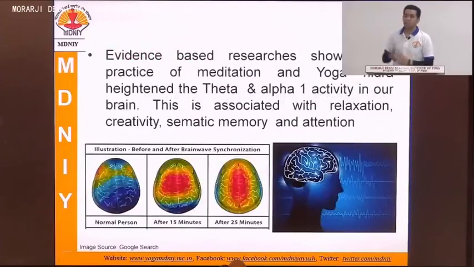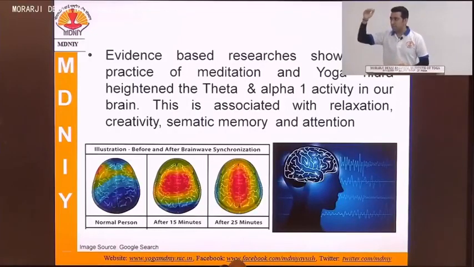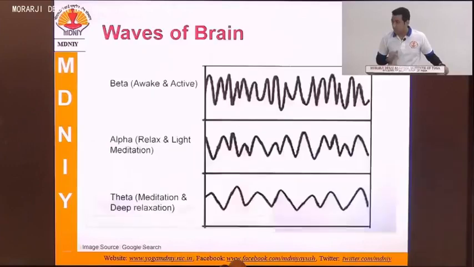Evidence-based research shows that the practice of meditation and yoga nidra heightens the theta and alpha waves. There are waves in the brain: alpha, beta, theta, gamma. You can see the impact of this. A normal person, I show you with the cursor, you can see the normal brain waves, and after 15 minutes of dhyana, and after 25 minutes. So it impacts the alpha and theta waves.